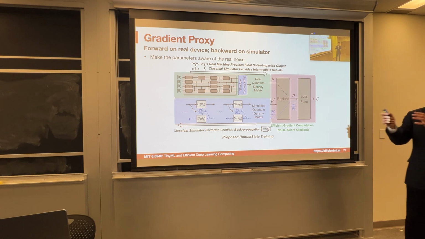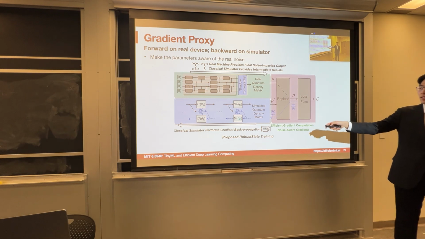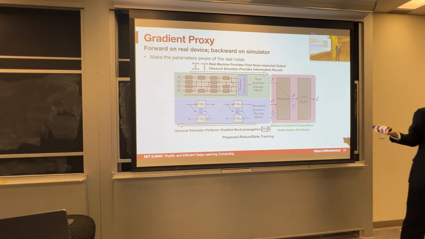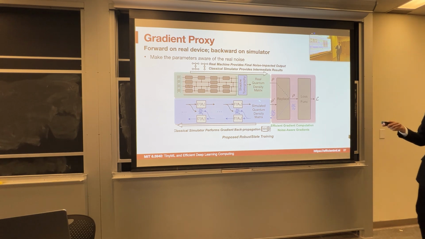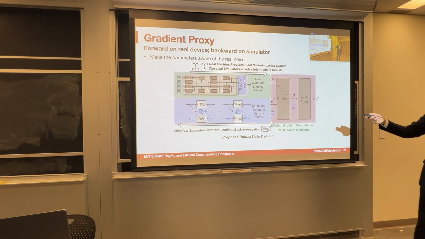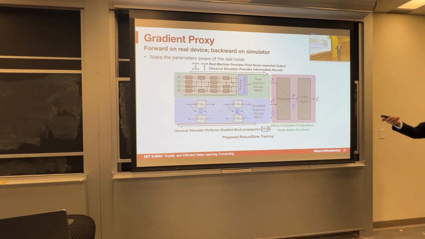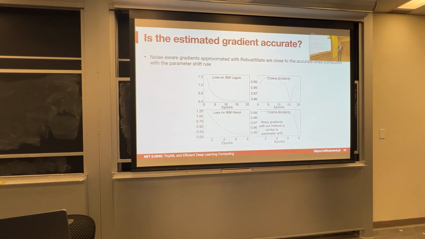So we have this noise impacted density matrix, and then we just back propagate the noisy density matrix through this simulation. So in that case, we can achieve this noise awareness because the final density matrix is noisy. But also we can achieve the back propagation because we have all the states in a classical simulator. So we can achieve higher reliability and also better training efficiency together.